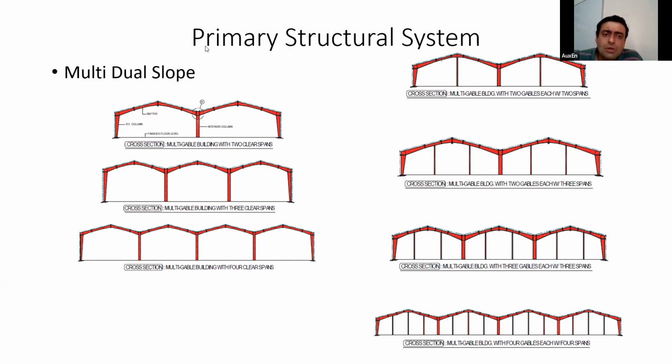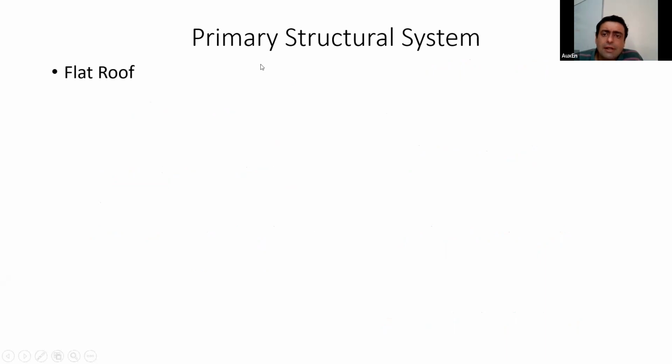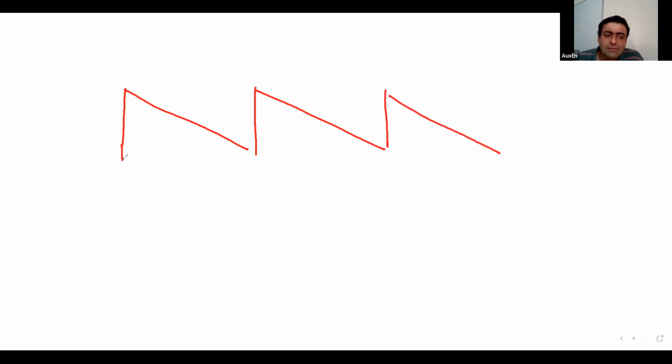Another type of multi-dual slope system that you might have seen, I don't know whether you have seen it or not, I will just draw and someone of you can tell me what it is called. Have you seen this type of a system? These are my columns, columns, columns, columns. Yes, have you seen this type of a system? Yes. So this is called a north light truss. This is called a north light system.